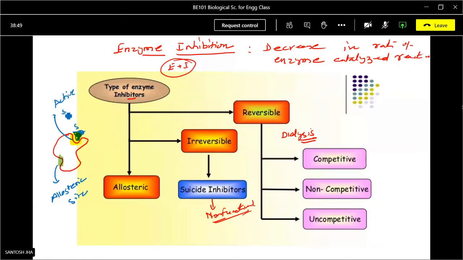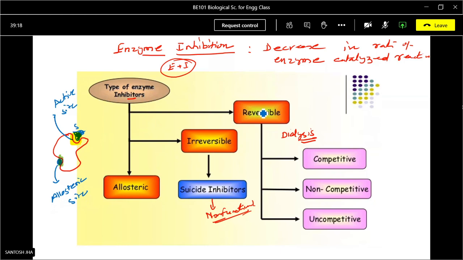So this site is the active site. Besides this active site, there is some other pocket or binding site over the enzyme, which is known as the allosteric site. If any inhibitor molecule binds with this allosteric site, it can regulate the enzymatic activity. It may either increase or decrease the enzymatic activity through a conformational change in the enzyme. So this is known as allosteric inhibition.